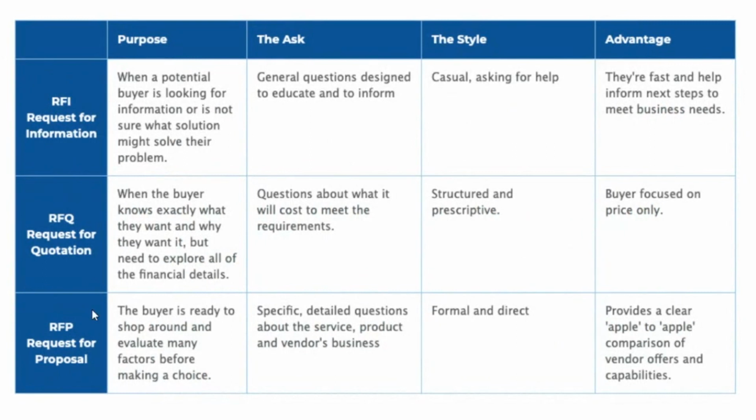Companies normally see what are called requests for proposals, but there are also others called requests for quotation, which is almost identical to a request for proposal, or request for information. A request for information is the simplest form. Request for quotation is the next simplest, and a request for proposals tends to be a much more complicated document where the buyer is ready to shop around and evaluate many factors in making a choice. There are specific detailed questions about the service, product, and vendor business. It's very formal, very direct, and provides a clear comparison. You're comparing apples with apples.